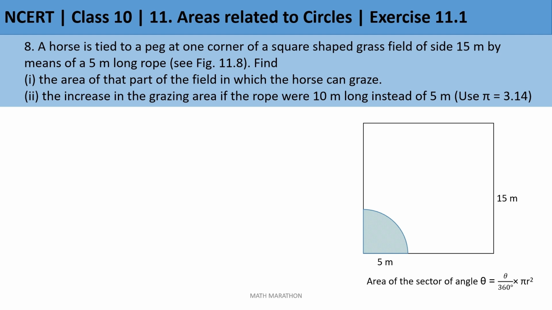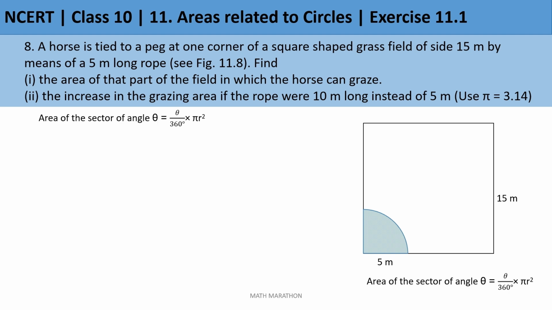A horse is tied to a peg at one corner of a square-shaped grass field of side 15 meter by means of a 5 meter long rope. See picture. Find. Section 1. The area of that part of the field in which the horse can graze. Section 2. The increase in the grazing area if the rope were 10 meters long instead of 5 meters. Use pi is equal to 3.14.